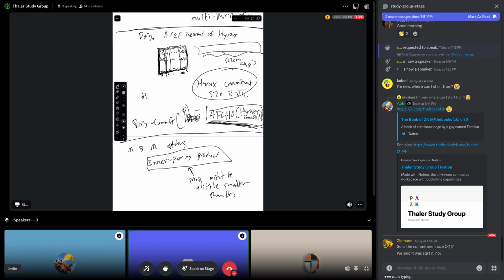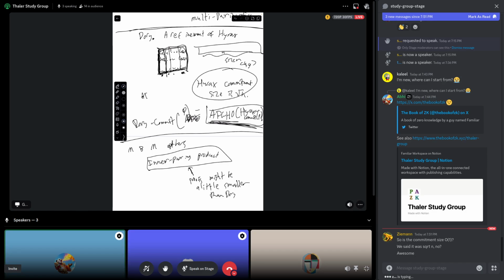Was that clear, Abhi? Yeah, that answers the question for sure. Is it like a general thing you can do? Is it just commit your commit and make a smaller commitment? Yeah, it is a general thing you can do.